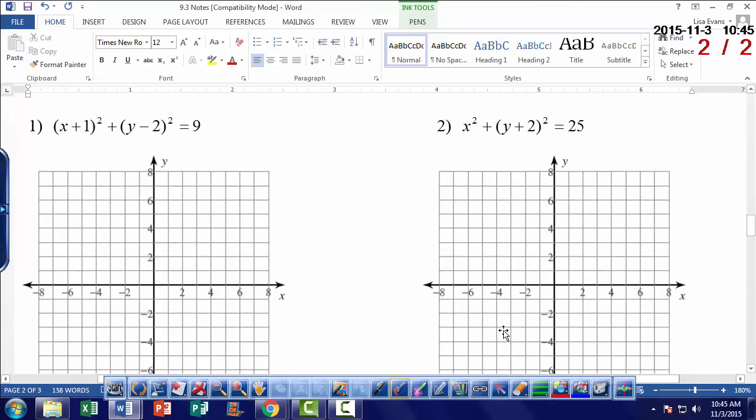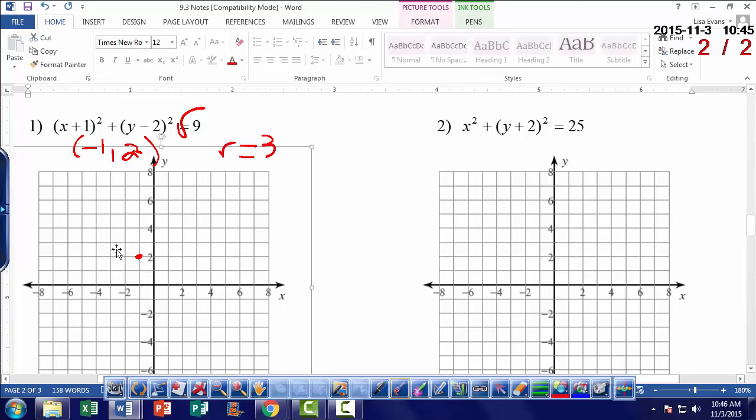Okay, next type of problem is we are going to graph. So in order to graph, you need to take out the center and you need to square root the r squared, so we can get the radius. So in this problem, the center is going to be (-1, 2). So I'm going to go ahead and plot that. So (-1, 2) is right here. The radius is then 3.